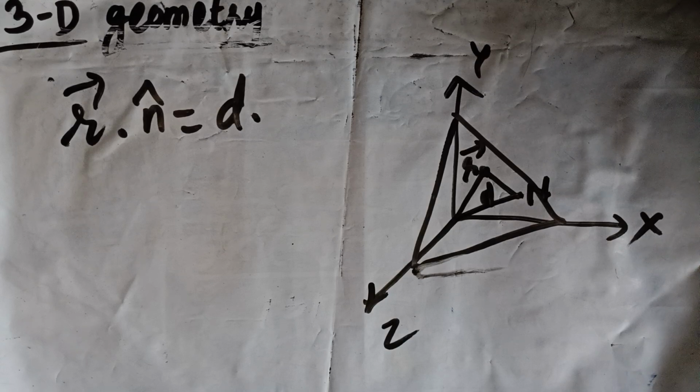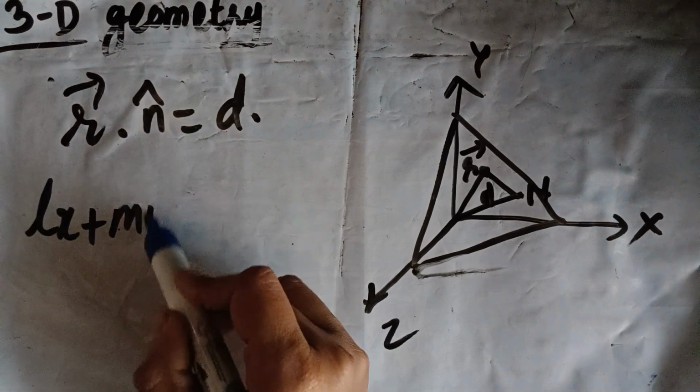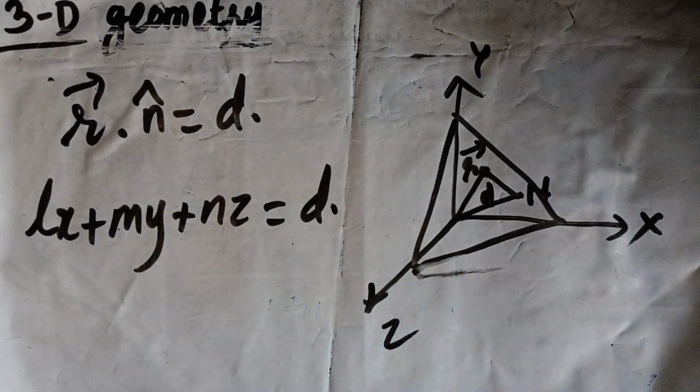So in Cartesian form, it is lx plus my plus nz equal to d.